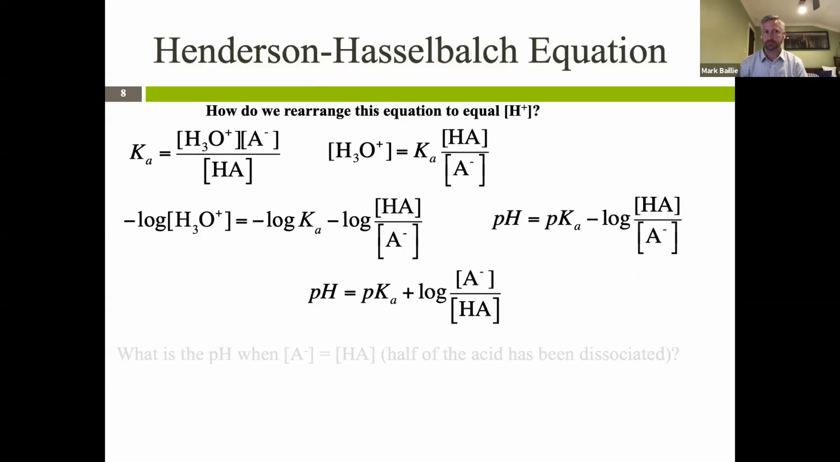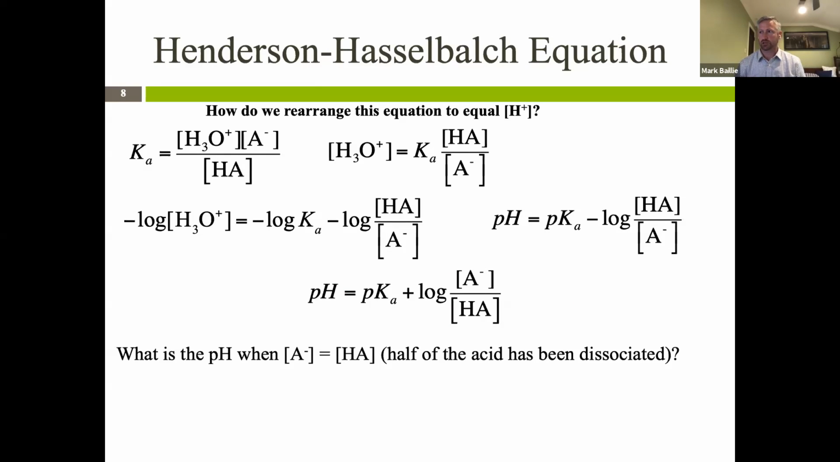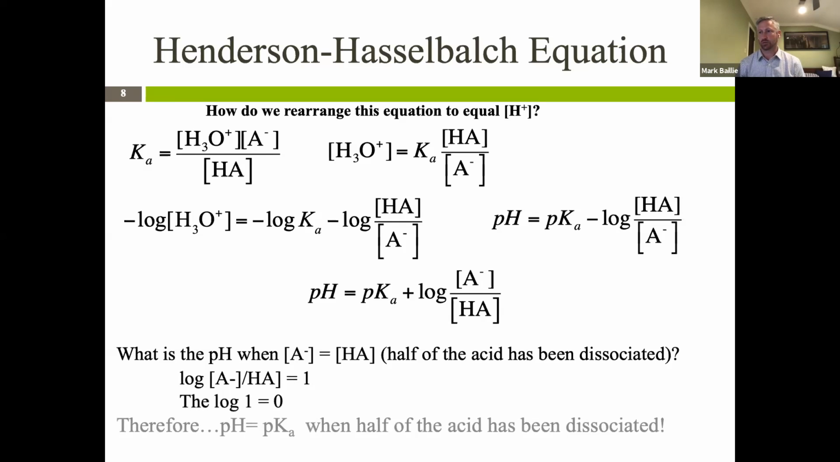Do we have any questions on that equation as of right now? So this is kind of walking through all that. Questions? You want to see if we can use it?